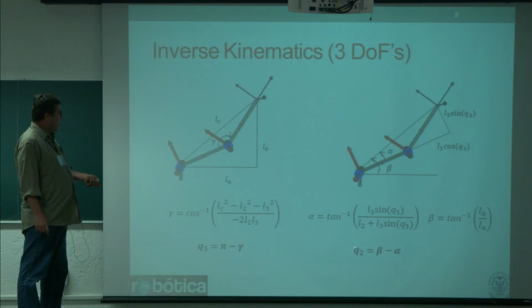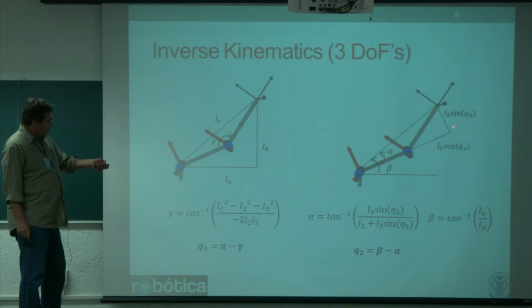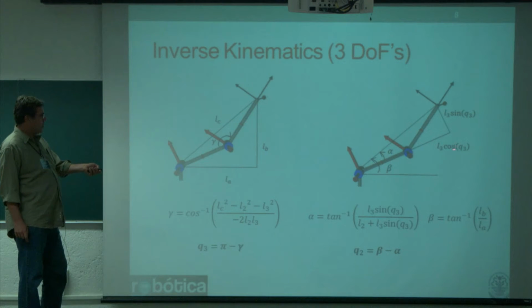Or the second angle is this one. So we can compute beta and alpha. Alpha, we can compute it from this triangle. We have that this opposite side, because we have this angle, is L3 times sine of Q3, and this side is L3 cosine of Q3, plus this one. So we have this triangle, then we can compute alpha.